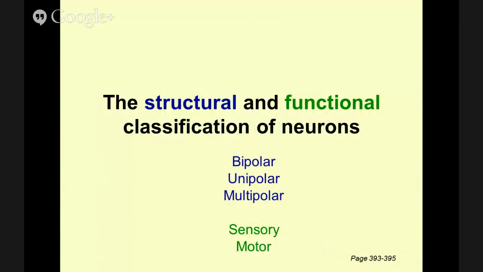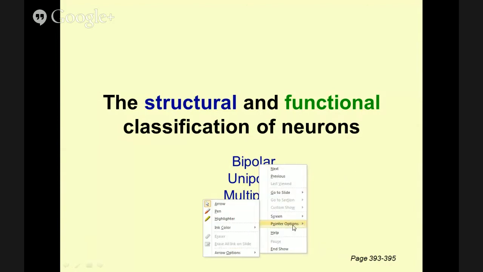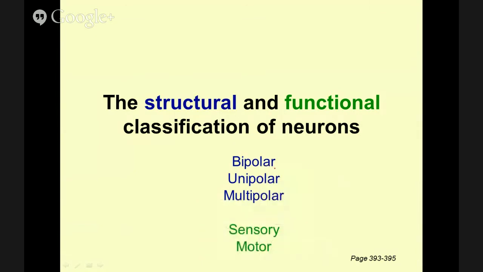So there's three ways you can classify a neuron by structure. You could be bipolar, you could be unipolar, or you could be multipolar. So these are the three ways you can classify by structure. And then here are the two ways you can classify by function.